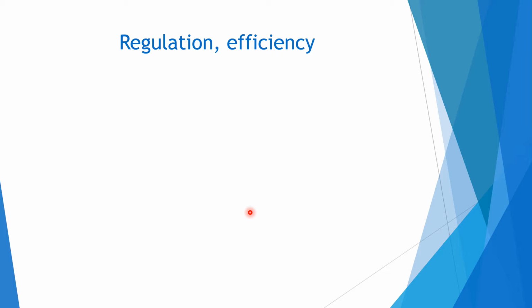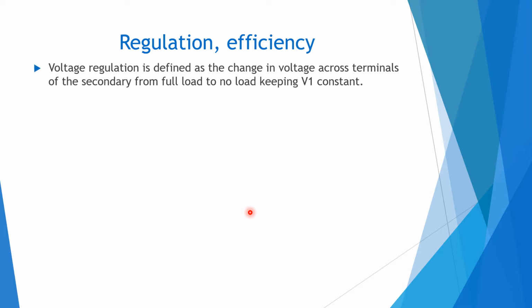Now we come to some standard results about transformers. By result, I mean some standard rating of a transformer. The first is called the regulation. So what is voltage regulation? You want the voltage to remain fairly constant as the load changes, right? So the transformer should be able to do that.